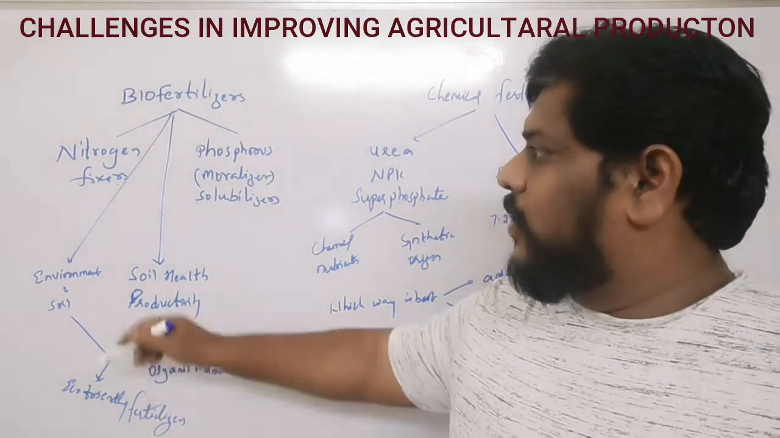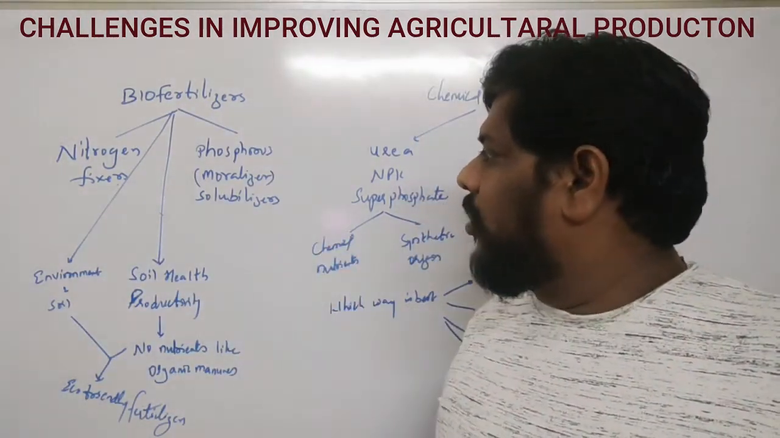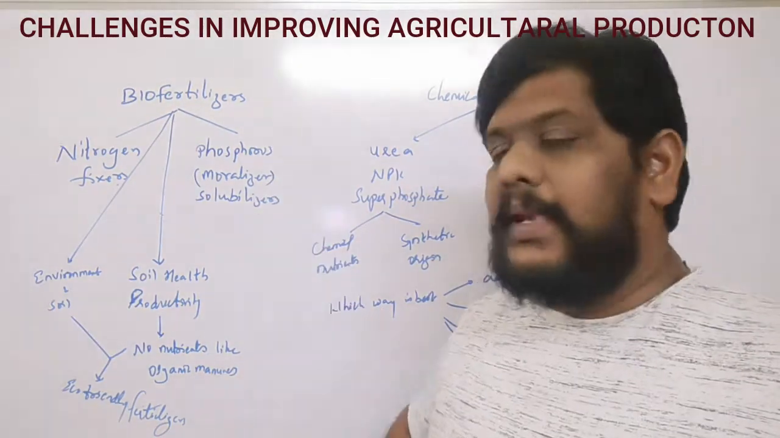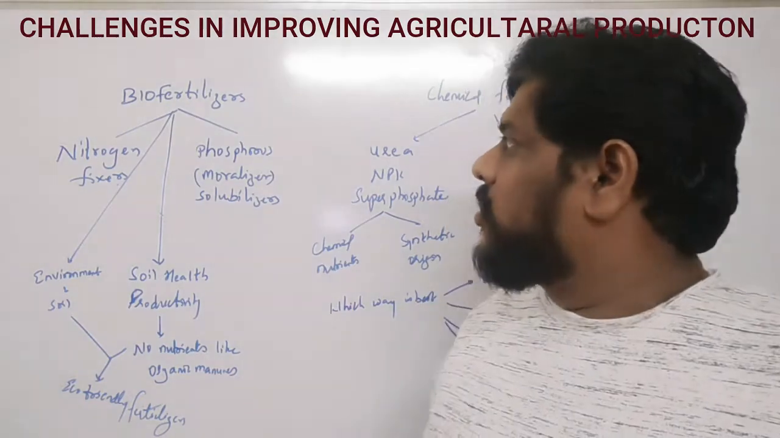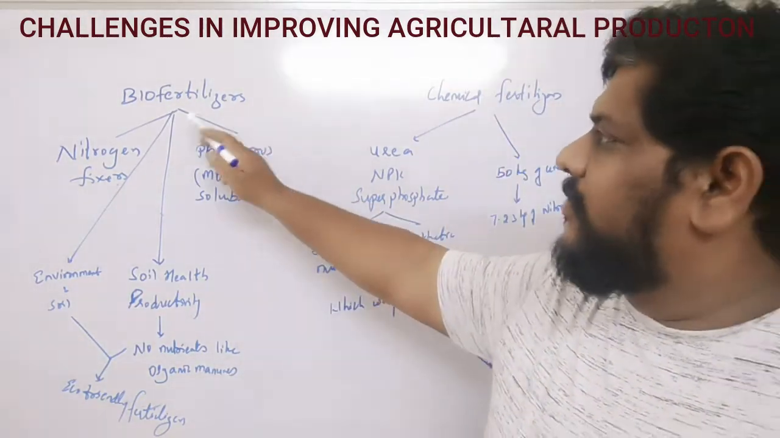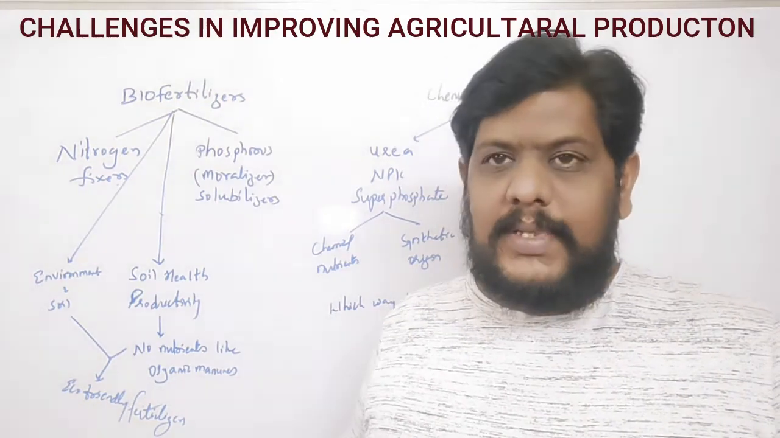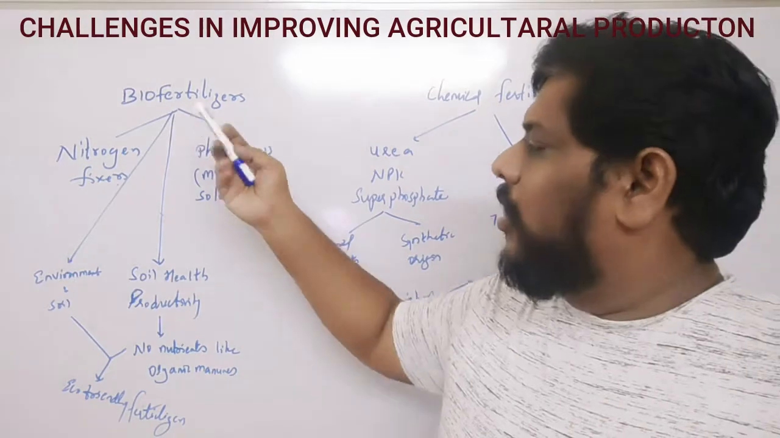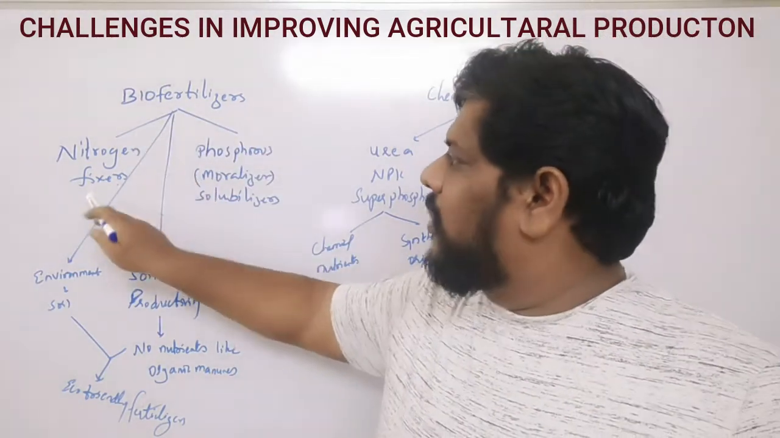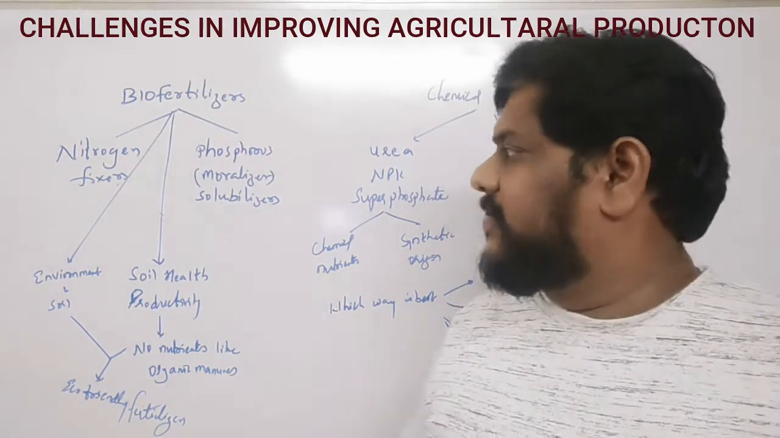One is nitrogen fixers and the second one is phosphorus mobilizers or phosphorus solubilizers. These mobilizers can also be called mobilizers. These biofertilizers don't have any kind of chemicals in them. They are completely organic, made out of organic things. When we come to the nitrogen fixers, already we have seen that they fix the atmospheric nitrogen.